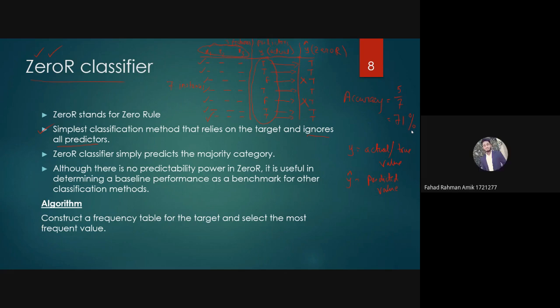Sir, can we test whether a data set is balanced with ZeroR? You can definitely test it, but the purpose of the ZeroR classifier is not to test that. Of course, its accuracy can be used to interpret that. Is that okay?